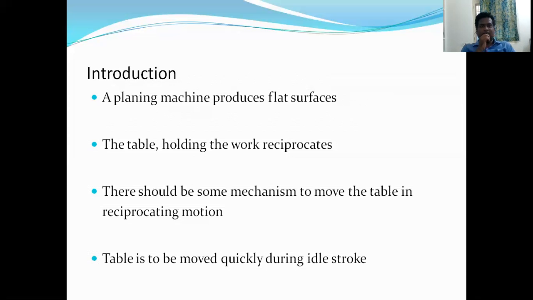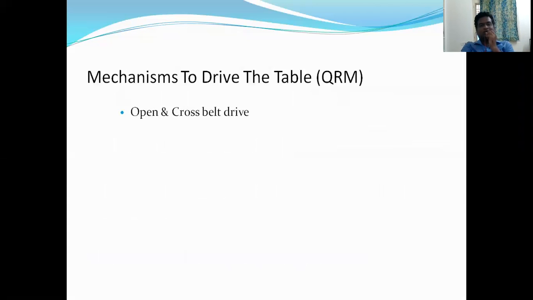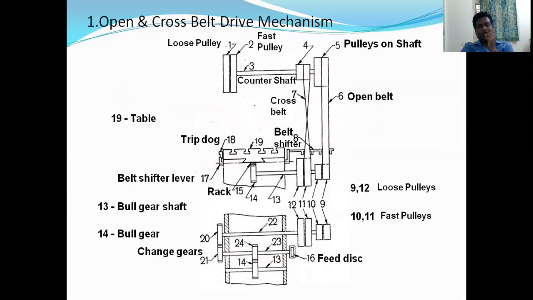So these are the points to keep in mind: the planing machine produces flat surfaces, the table holding the work reciprocates, there should be a mechanism to move it, and the table is to be moved quickly during the idle stroke. The mechanisms are open and cross belt drive, reversible motor drive, and hydraulic drive. The first one is the open and cross belt drive mechanism.